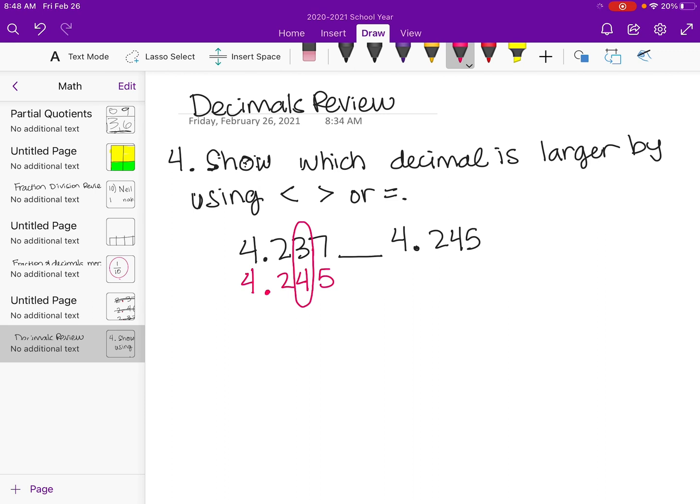All right, now I have some different numbers. So 4 and 237 thousandths, that 3 in the thousandths place is smaller than the 4 in the 4 and 245 thousandths. So that means the number with the 4 is going to be bigger. That was a lot of circling right there. But this is going to be the bigger number.